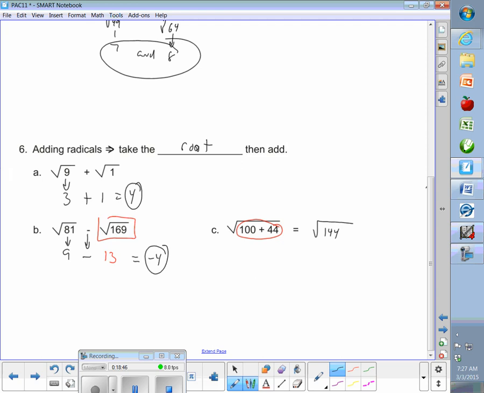Now I'm ready to take the square root. What number times itself 2 times is 144? The answer is 12. And away we go. Okay? So that's the way you're going to do things.